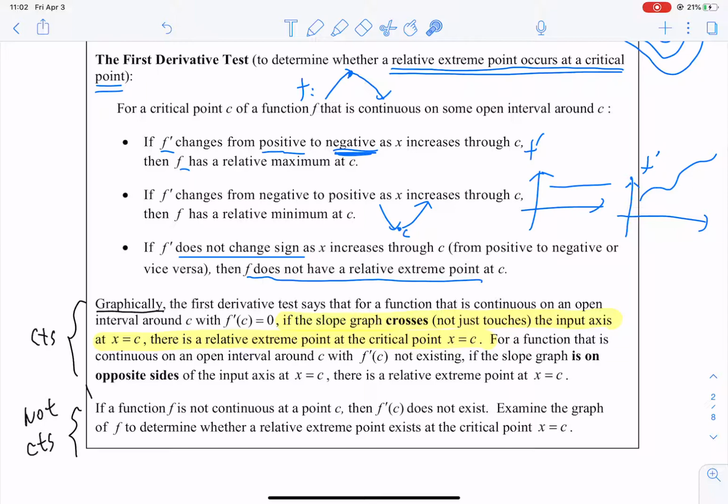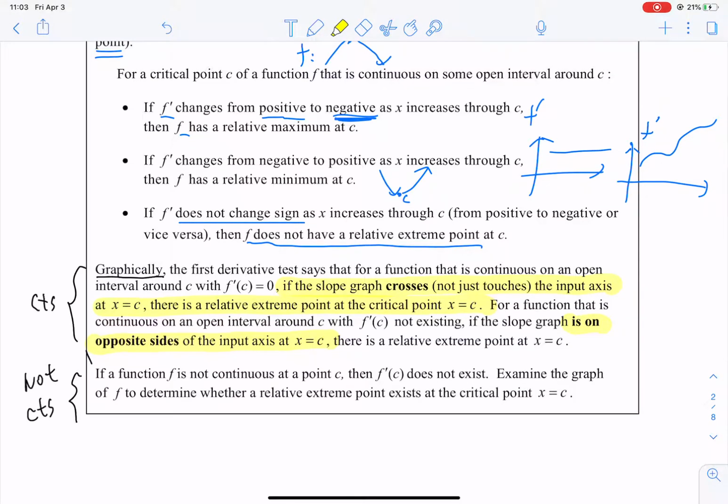And for a function that is continuous on an open interval around c, where the derivative does not exist, in this case, if the slope graph is on opposite sides of the x-axis at point c, then there is a relative extreme point. So you can see this is the second case, where f prime of c does not exist.